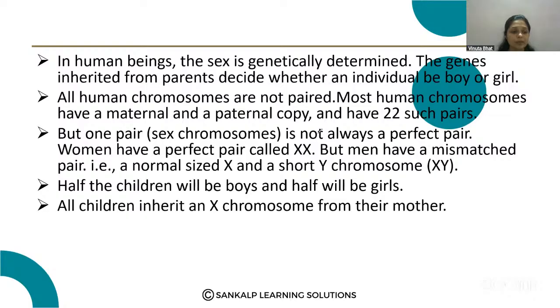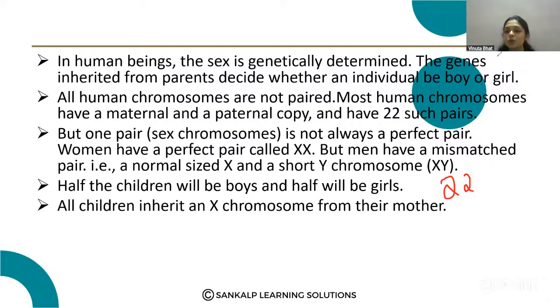Yes, total how many number of chromosomes are present? Not 20, not 23. Total 23 pairs. 23 pairs means how many? 46 chromosomes, right? Many students are writing 23. So 23 pairs means 46 chromosomes, right? Out of this, 22 pairs of chromosomes are same in male and female. Okay, 46, not 42, 46.